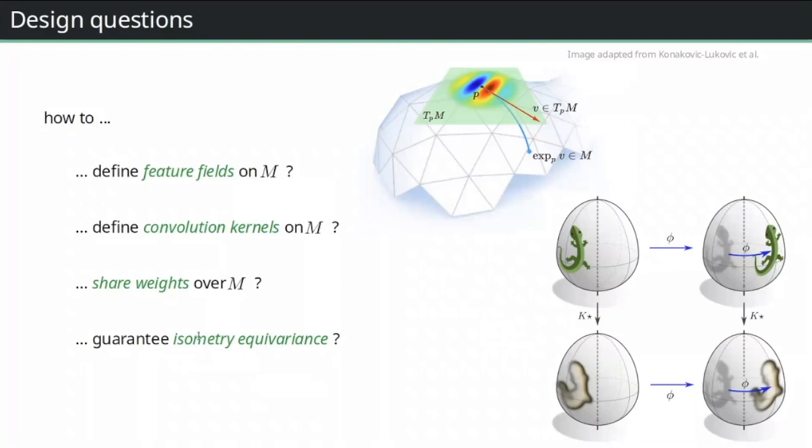Then the next question, which is actually the most tricky one, is how to share weights over the manifold. So you have a given kernel and you want to apply it at every single position. There's some ambiguity in it, and this is actually what will lead us to gauge equivariance. And finally, we have to think about isometry equivariance. If you have this egg, then you have the rotation around the z-axis as an isometry group, or actually a subgroup, and you want rotations of your signal on this egg to commute with the convolution operation.